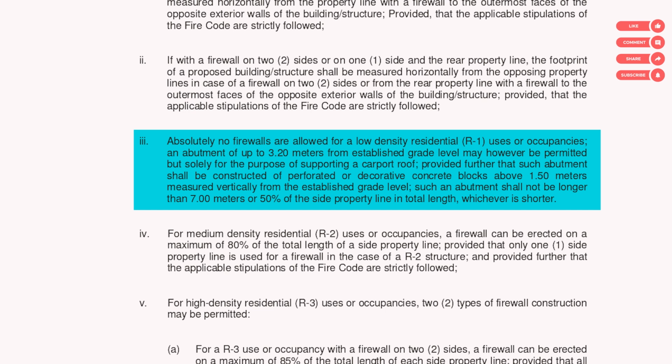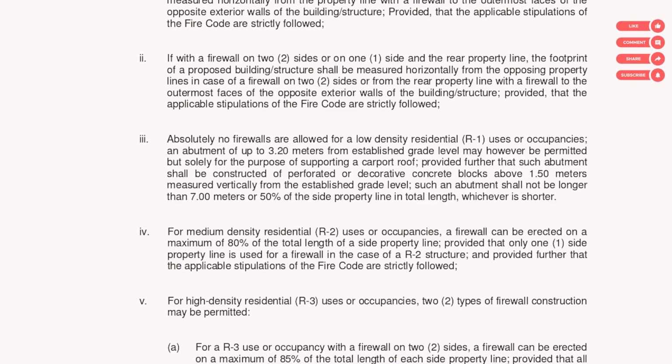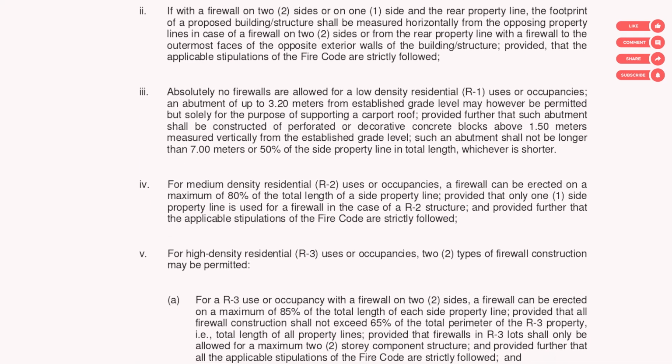So again, is this a firewall? No, it's not. But is it allowed in R1? Yes. Okay, for R1, this is the closest thing you'll get to a firewall. It's not quite a firewall, but it's the best that you can build. Kung kailangan mo ng wall sa property line.